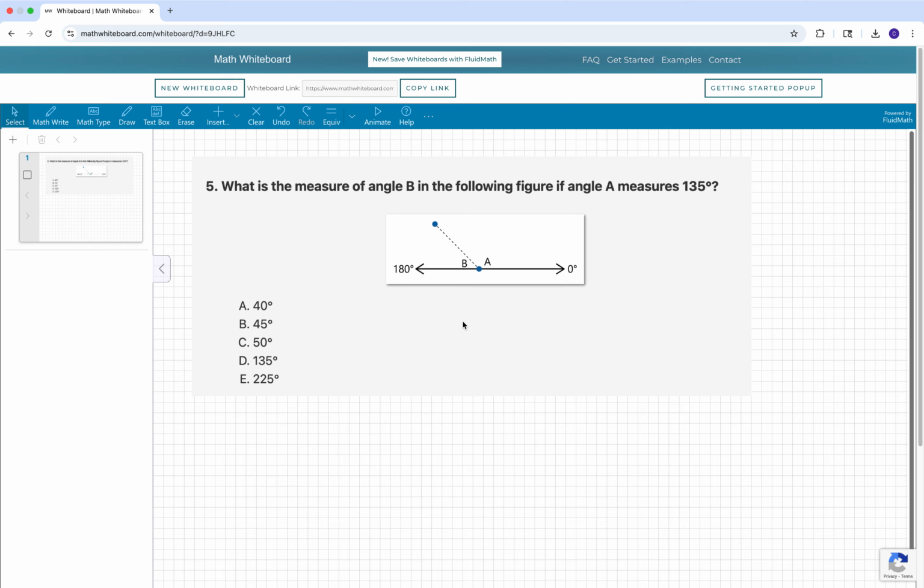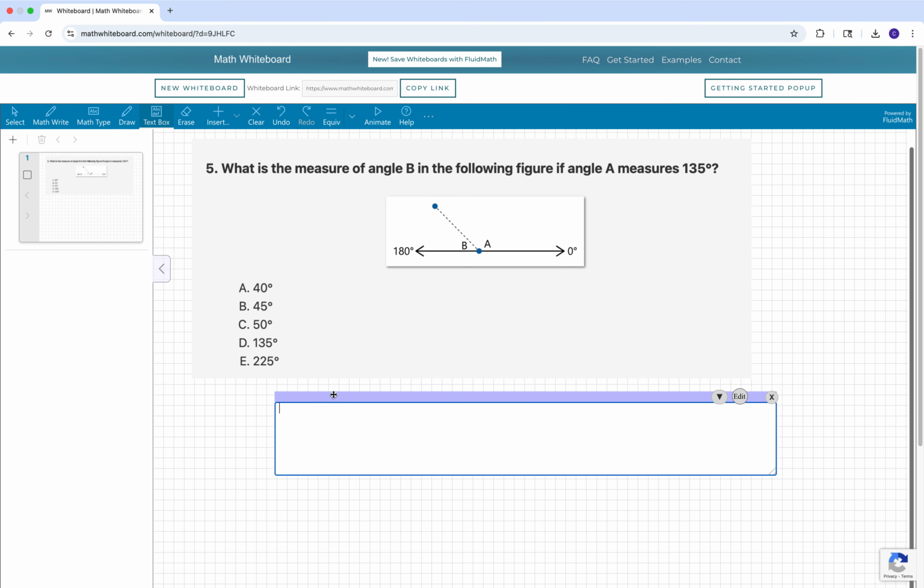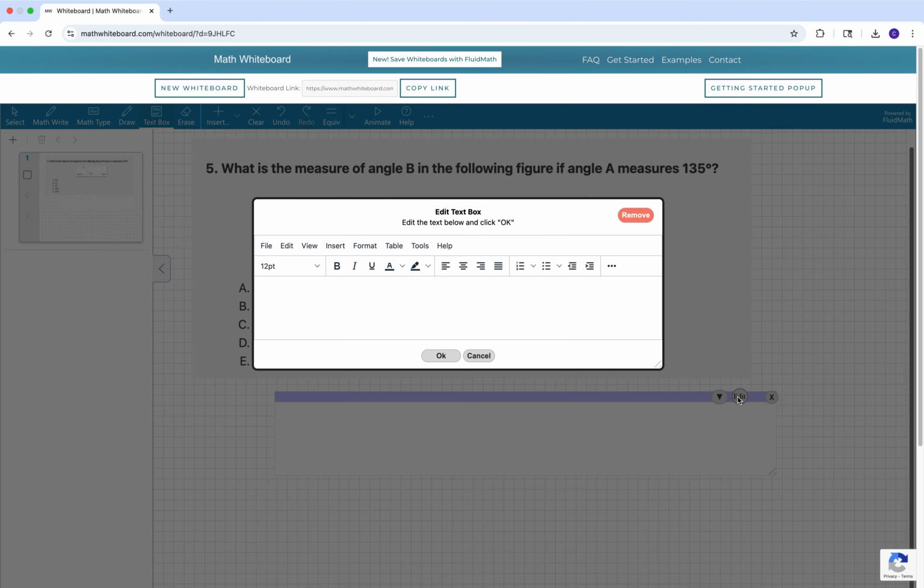Today I'm going to be solving an angle problem, finding the measure of angle B given the value for angle A. Before I solve this problem, I think it's good to talk about first what exactly an angle is and how we can use that to solve this problem.